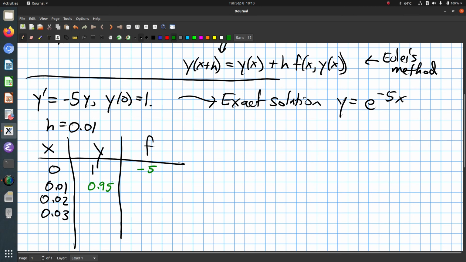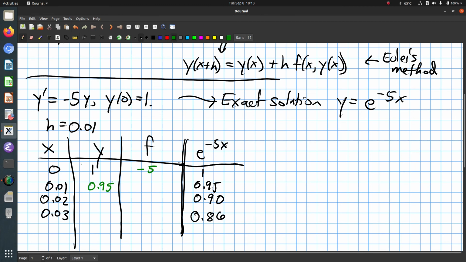And in fact, the exact value is 0.951. You can track the exact values as well. Normally you can't add this last column, but let me put it in there. That's a 1, that's 0.95, 0.90, and 0.86. Okay, those are the exact values.